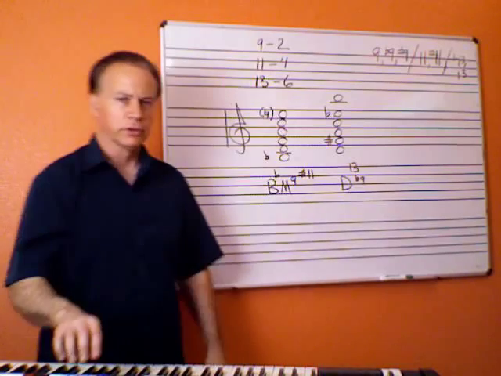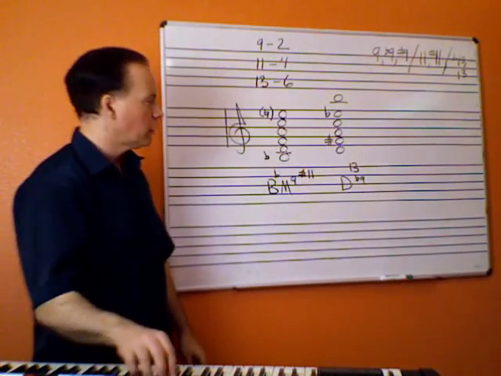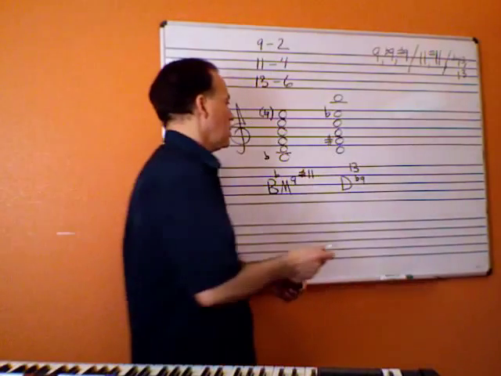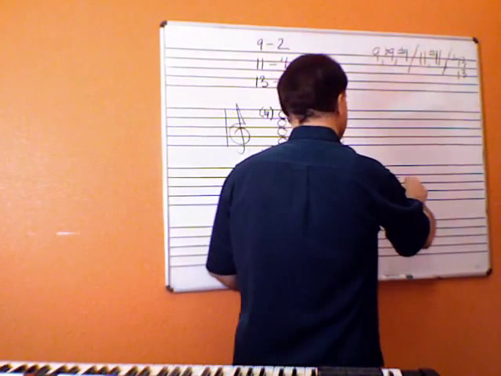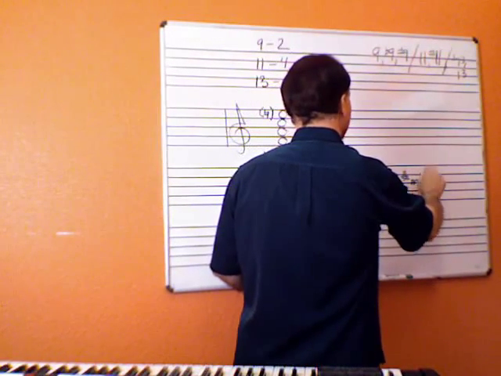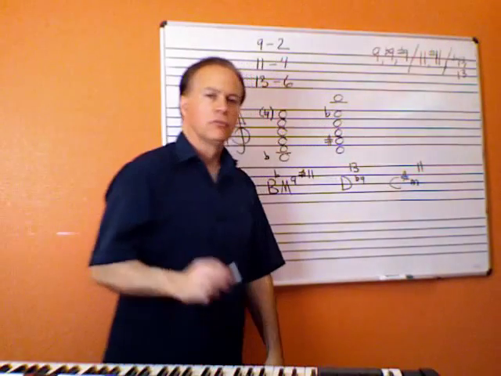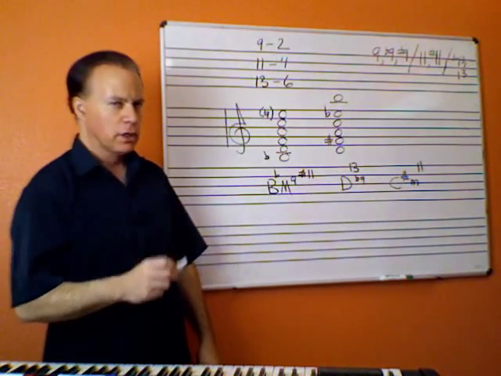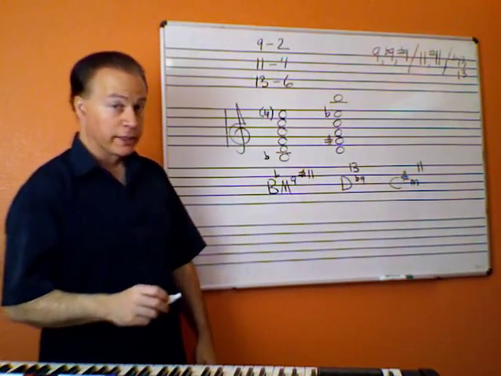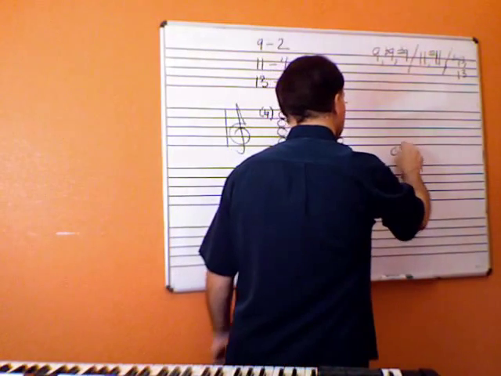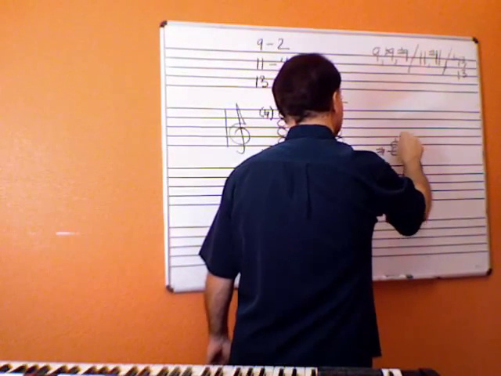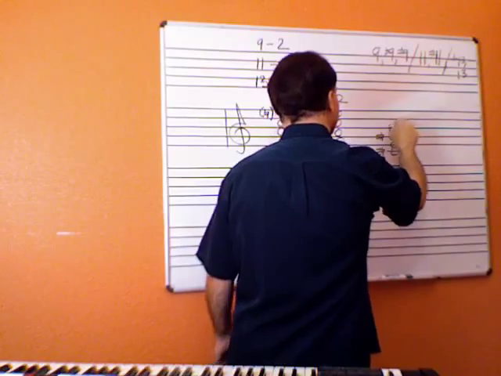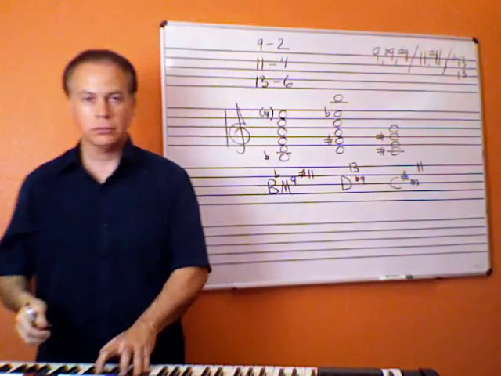Okay. How about building one more? Let's go for a C sharp minor 11th. No alterations in this one. So what kind of a chord is it? It's a minor 7th, so we're going to do that first: C sharp, E, G sharp, and B. There's your minor 7th chord.